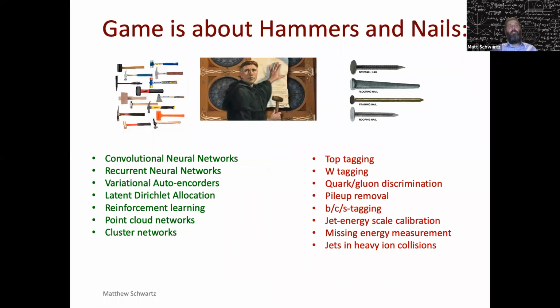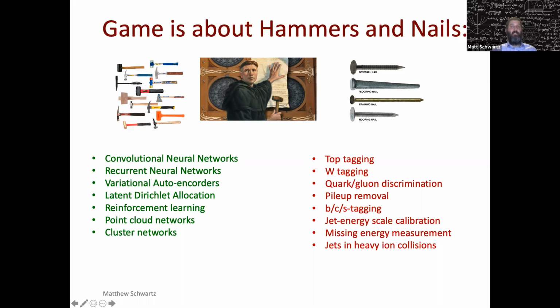What's the game about? The way I like to think of it is a game of hammers and nails. So we have a bunch of hammers, which are these computer science techniques for machine learning, things like convnets and recurrent networks and variational autoencoders and reinforcement learning and point cloud networks. And basically you look at what's coming out of Google and Facebook and OpenAI, and you see what they're up to, and you read the CS papers, and there's a lot of really fast advancement going on in computer science. And then you say, well, I'm a physicist, so these are the hammers, and I have a bunch of nails, a bunch of problems I want solved, like top tagging or W tagging, quark gluon discrimination.